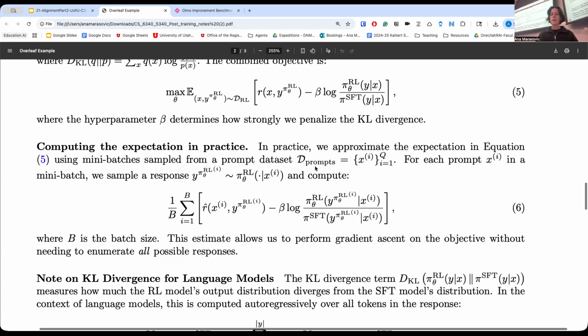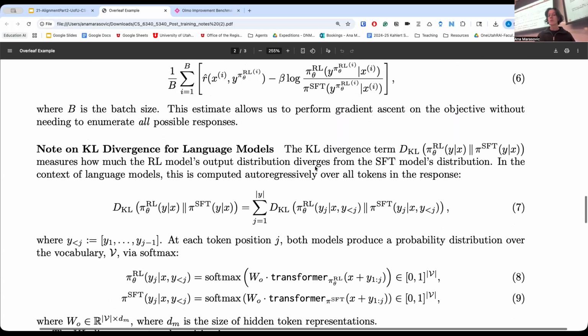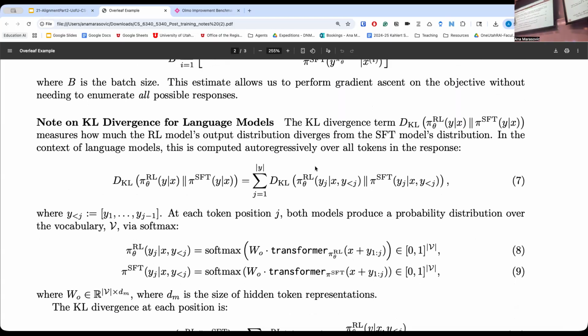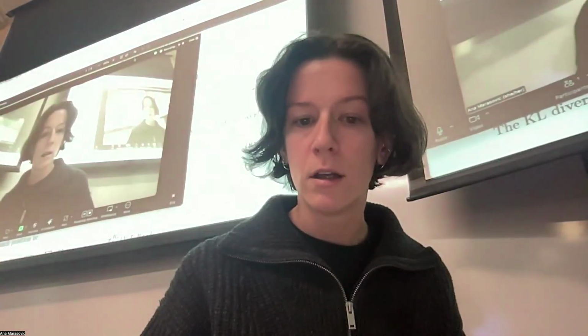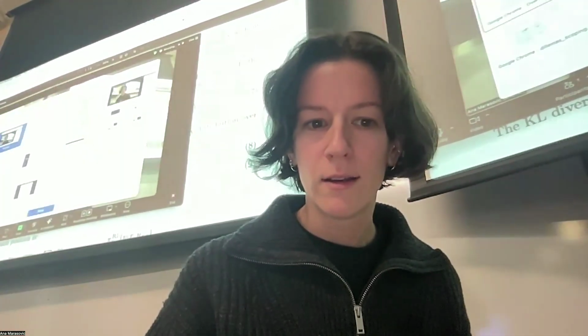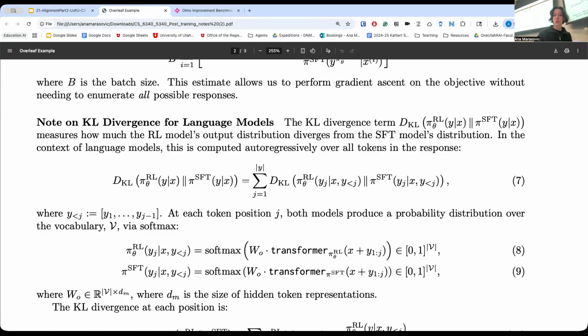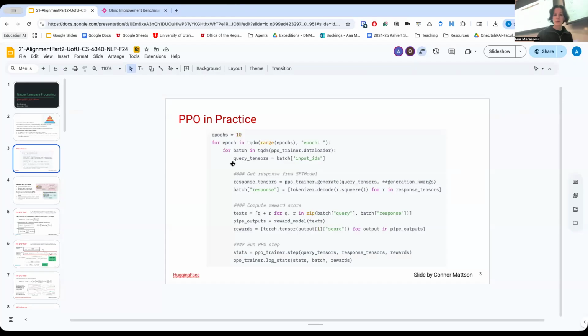I have written here some additional notes for you. I won't go into them in the lecture, but this is all about how we actually compute the KL divergence. So that's where we stopped last time. Again, if you haven't looked into these notes, please check them out. But today we are going to continue.